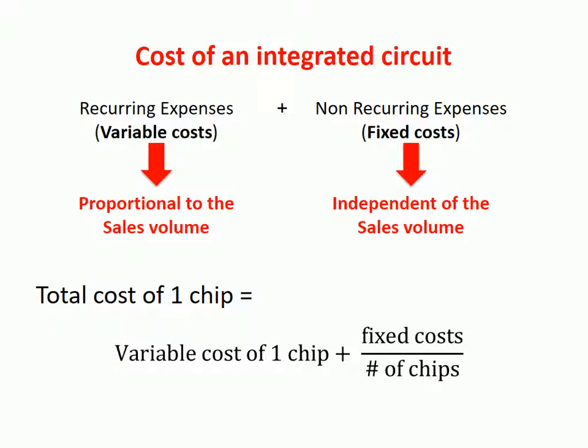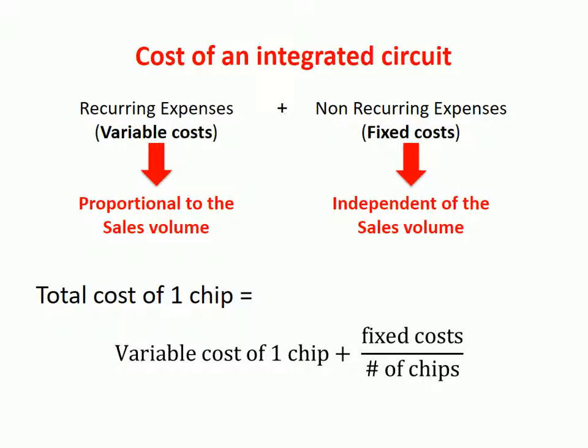And from the point of view of understanding how these costs impact the cost of a single integrated circuit, we have to consider that the fixed costs are those costs that are independent of the sales volume. For example, the development costs, the design costs, they are totally independent of the number of integrated circuits that are produced. The variable costs are those that are proportional to the volume of sales, so proportional to the number of integrated circuits that are actually fabricated and sold.